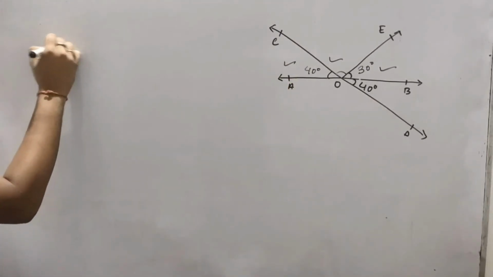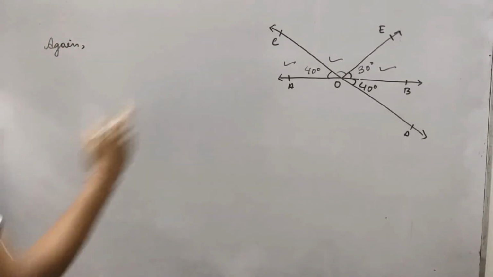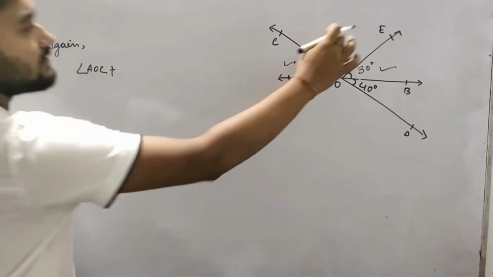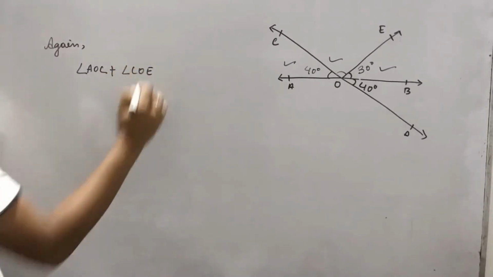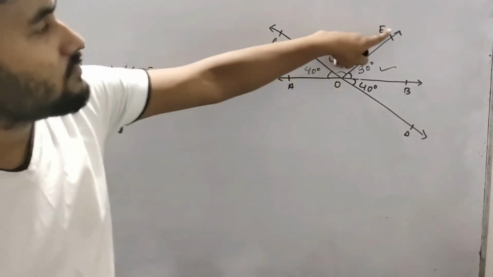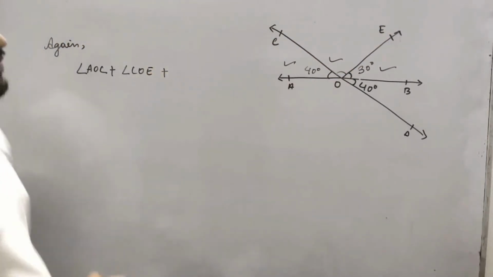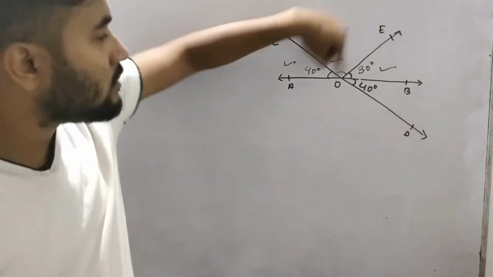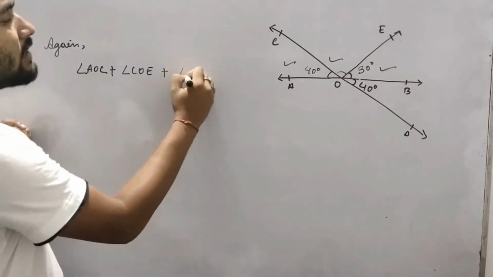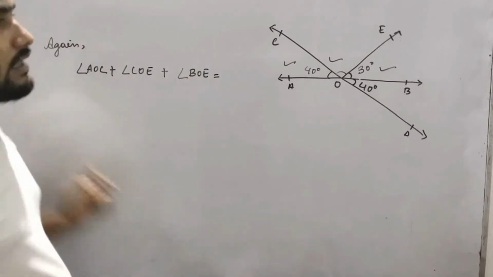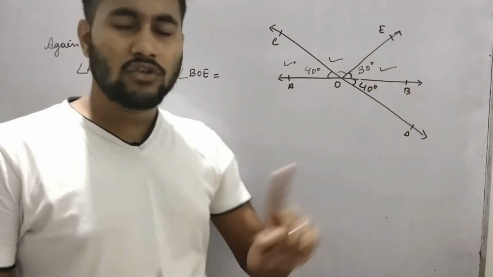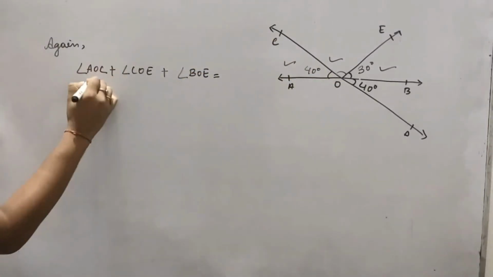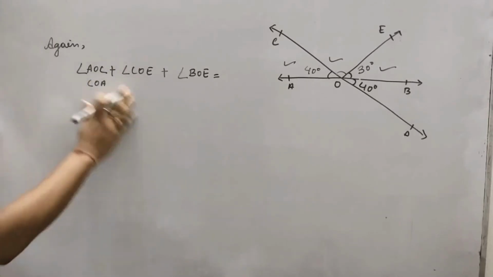Now we can say that angle AOC plus angle COE plus angle BOE, that is, EOB. It is the same thing, no need to worry about that. In the exam, if you write EOB, that is also correct, and if you write COA, that is also correct. AOC and COA are both fine.